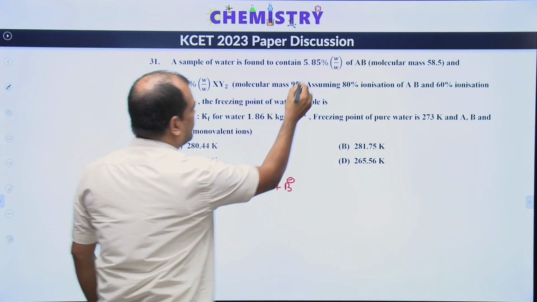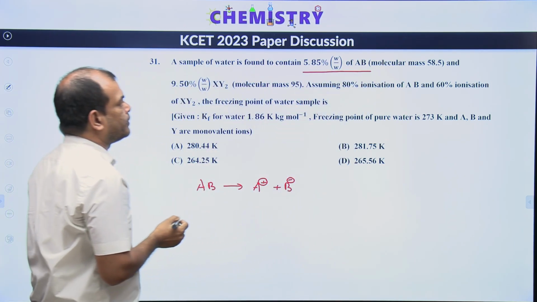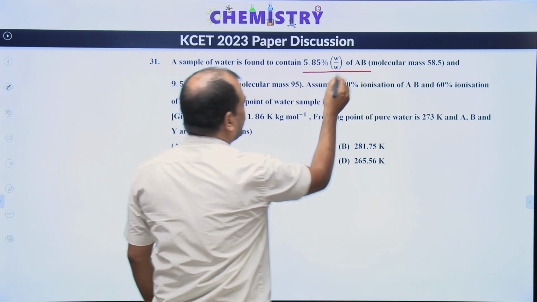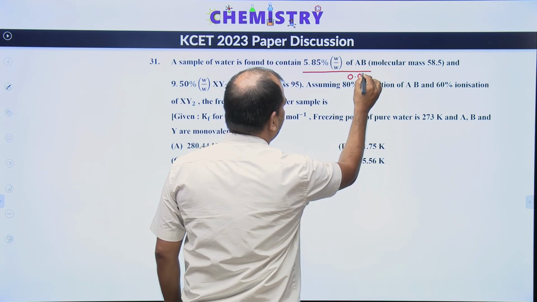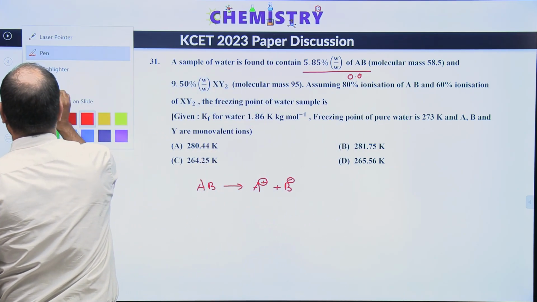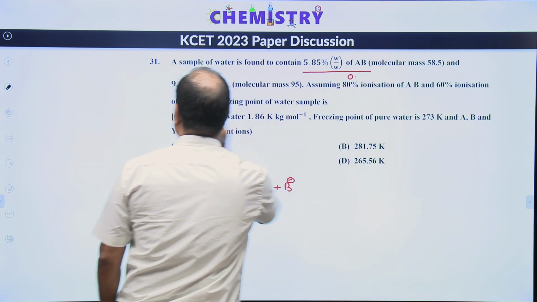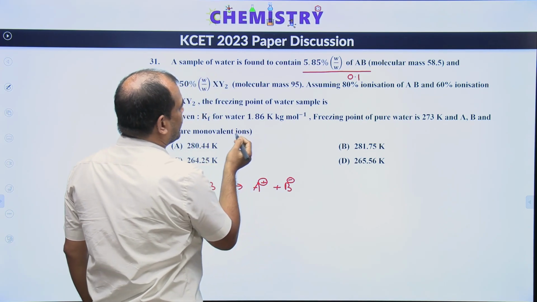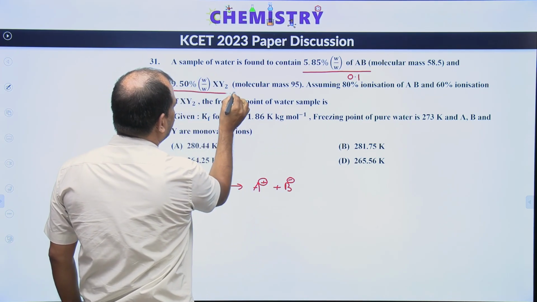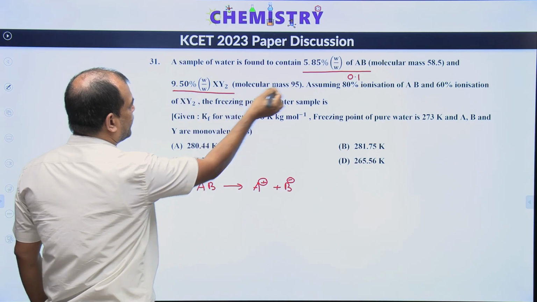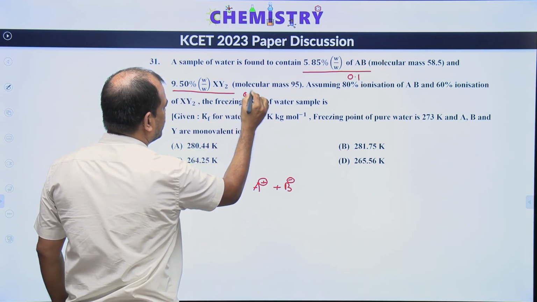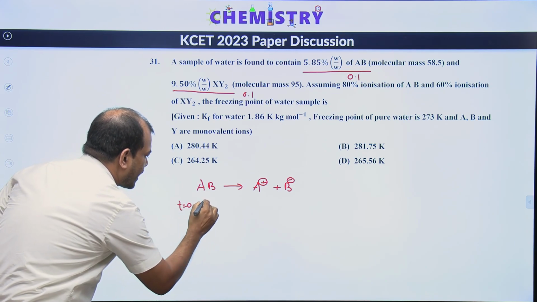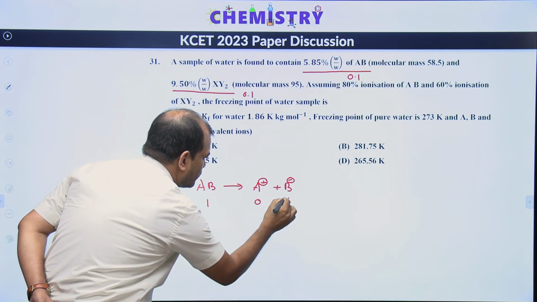The concentration of AB is given in terms of mass percentage, and the molar mass is also given, so directly I can say this concentration is 0.1. Similarly, for the other compound, it is given as 9.5 by 95, therefore it is 0.1. Now, if I consider at t = 0 it is 1 mole, then 0, 0.